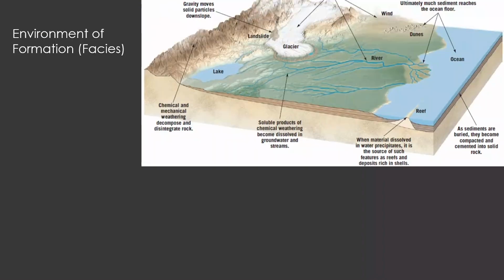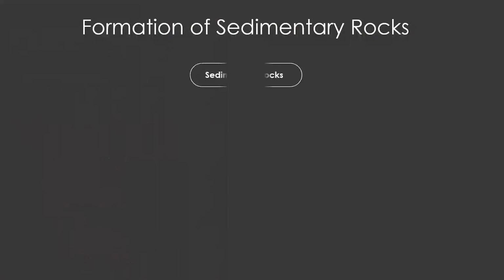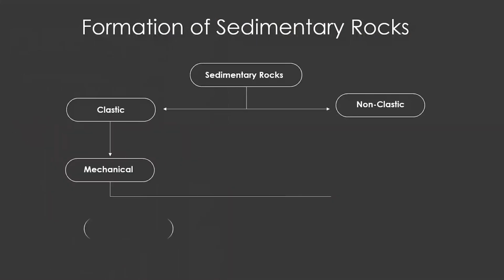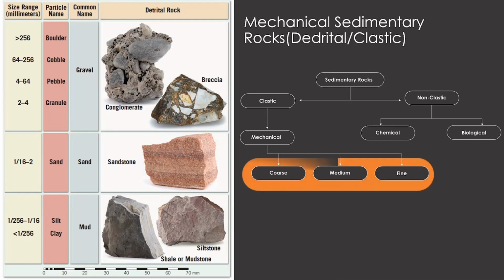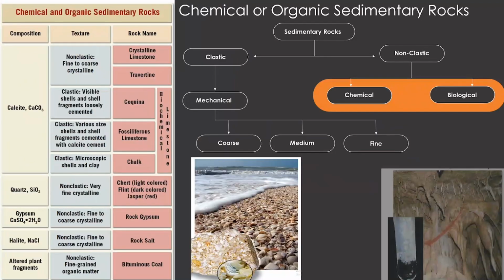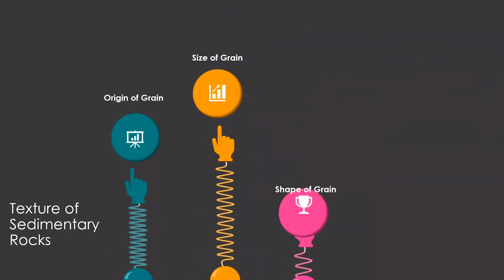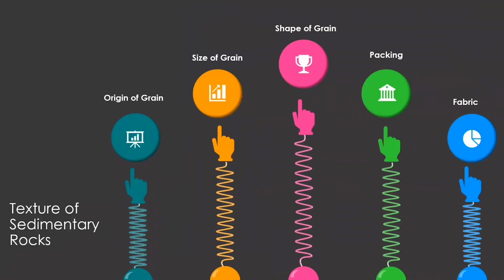discussed the structure and texture of sedimentary rocks, and the importance of this structure and texture to identify the characteristics of a rock or the environment of deposition of that particular rock. So these are the topics we have already discussed.